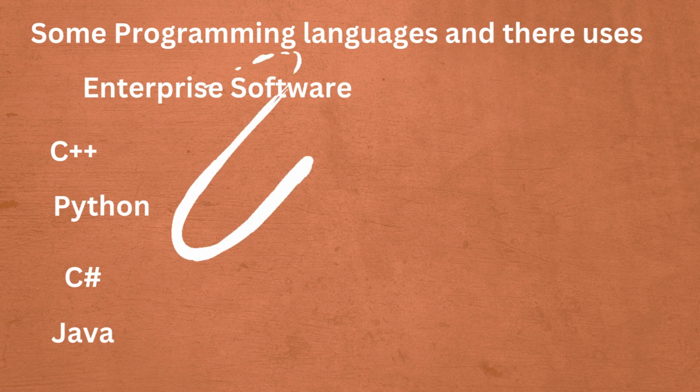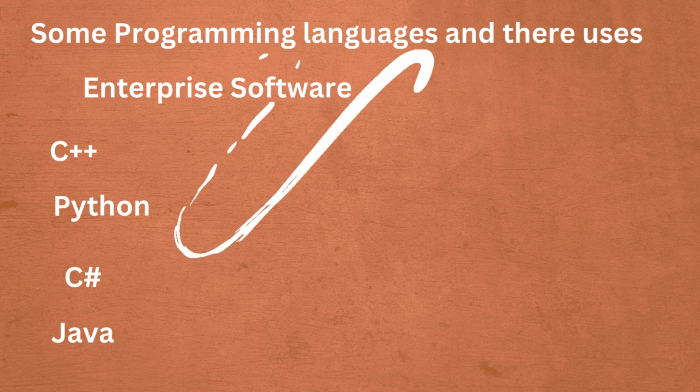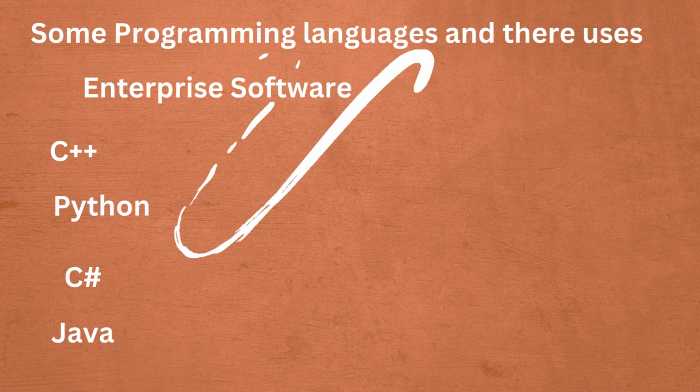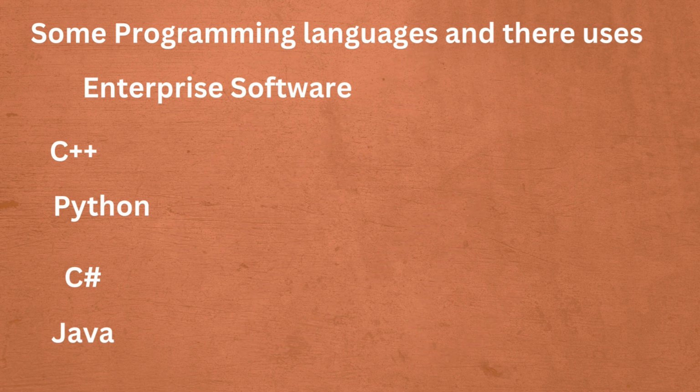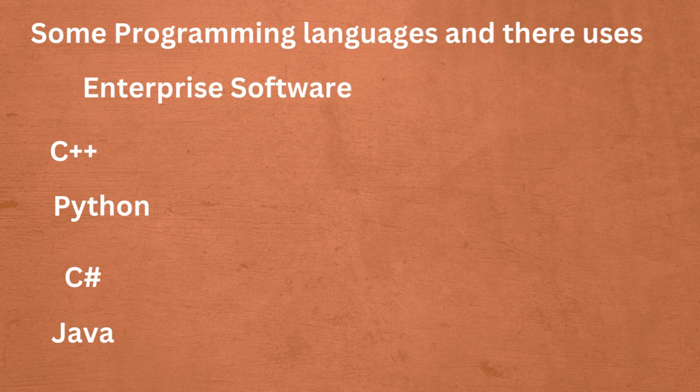So the Windows operating system, the Mac operating system, the Linux operating system, they have been made with these languages. So if you want to be an advanced enterprise software engineer, or you want to be a software engineer, I would advise you to specialize in C++, Python, C# and Java.